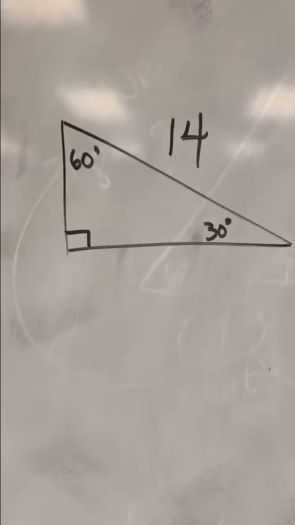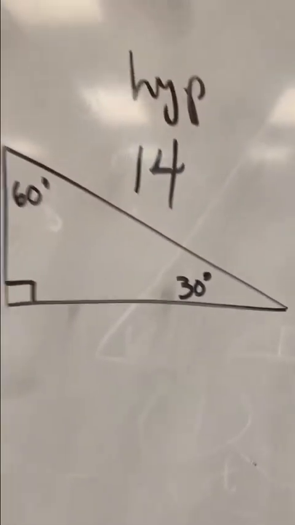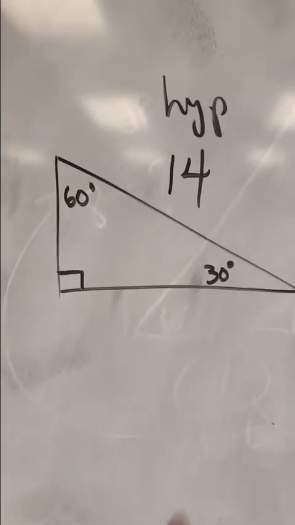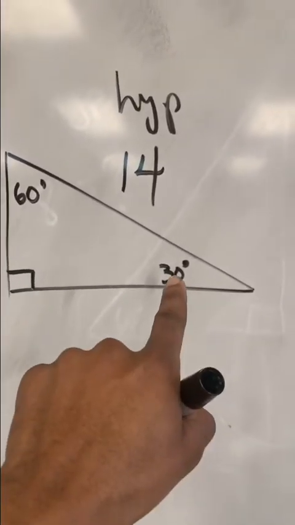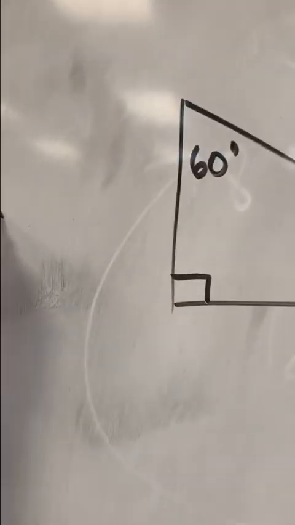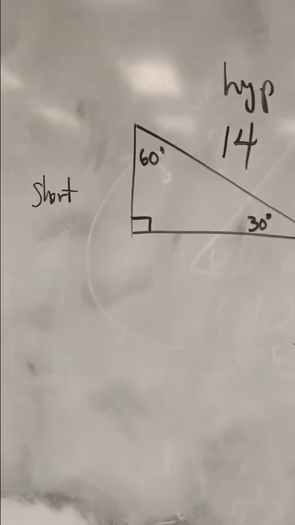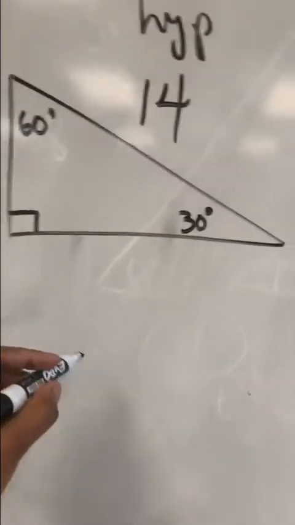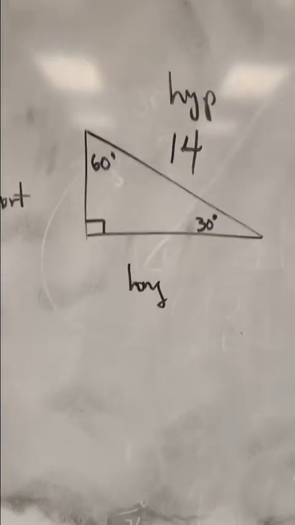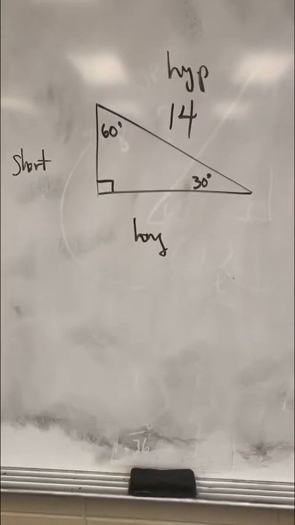So we have a 14. This 14 happens to be my hypotenuse. So I label that. I need to find which one is my short side. And it's kind of easy. If you know where the smallest angle is, you're just going to go all the way across from it. The smallest angle is always across from the smallest side, which makes this side right here my long leg. All right, so I have my hypotenuse, my short leg, and my long leg all labeled.